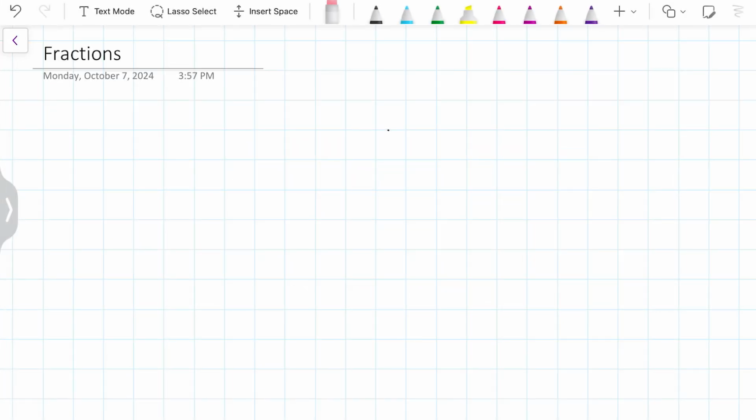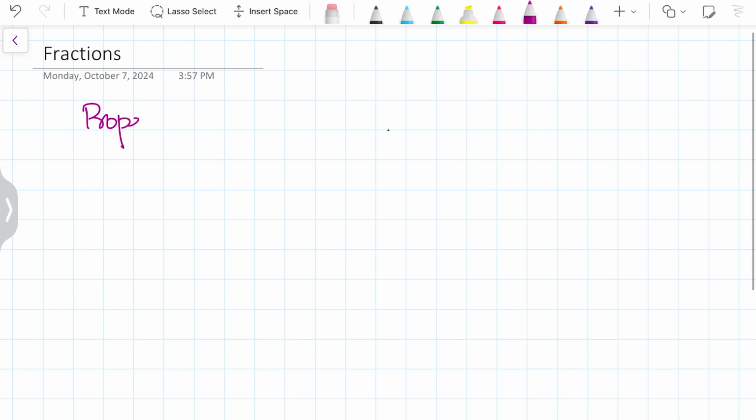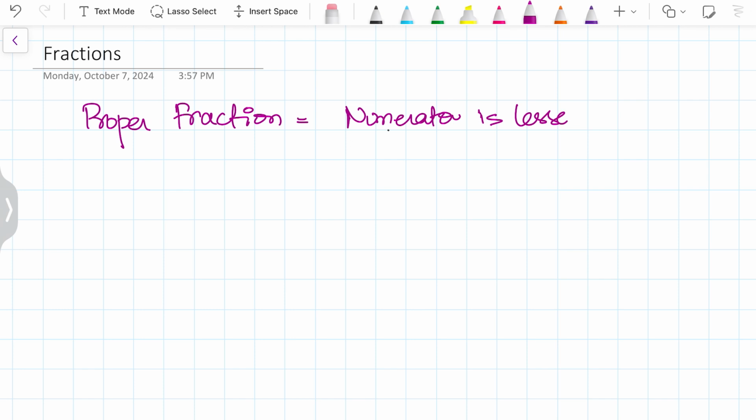So today we are going to discuss fractions. Let's discuss the different types of fractions that we have. So we have a proper fraction. A proper fraction is a fraction where the numerator is lesser than the denominator.